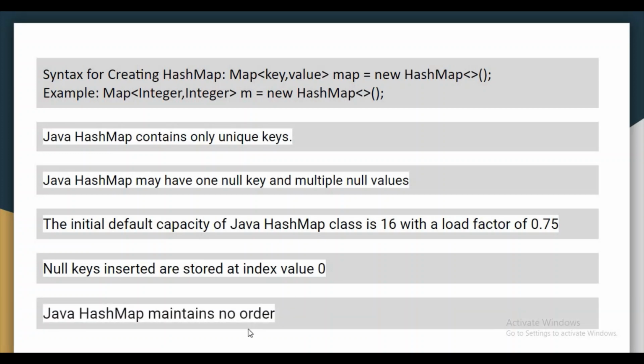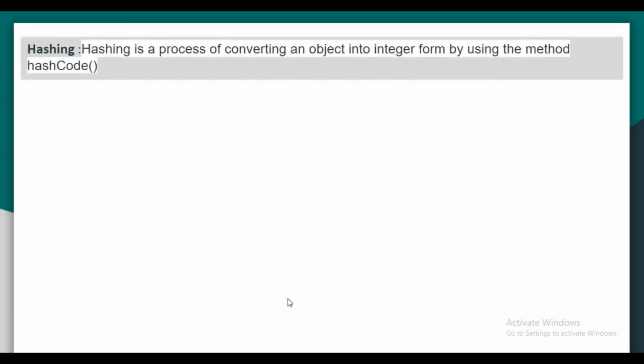Java HashMap maintains no insertion order because the HashMap follows the hashing mechanism. That is the reason it doesn't maintain the insertion order. Now I will explain this hashing. Now you may be wondering what this hashing is.